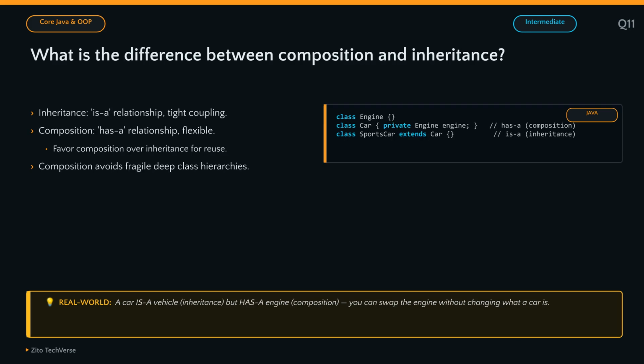Question 11. Composition versus inheritance. Inheritance defines an is-a relationship, which can lead to fragile code. Composition uses a has-a relationship, which is much more flexible and generally preferred for better code maintainability.